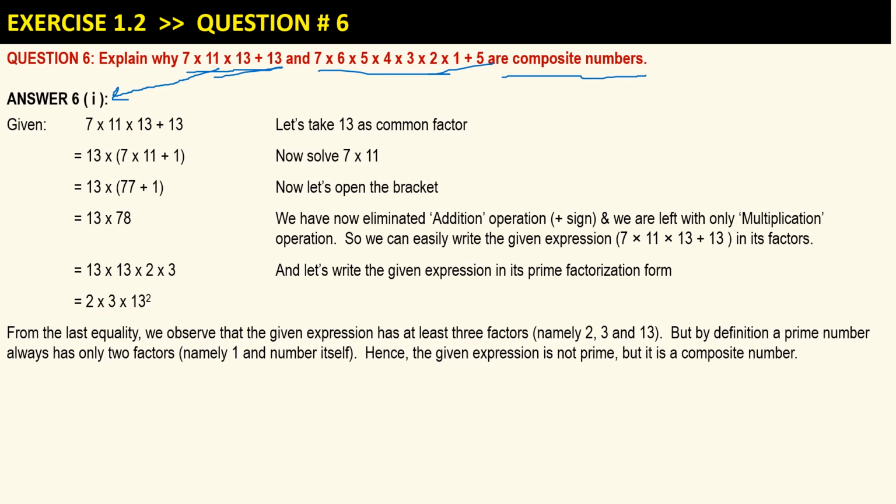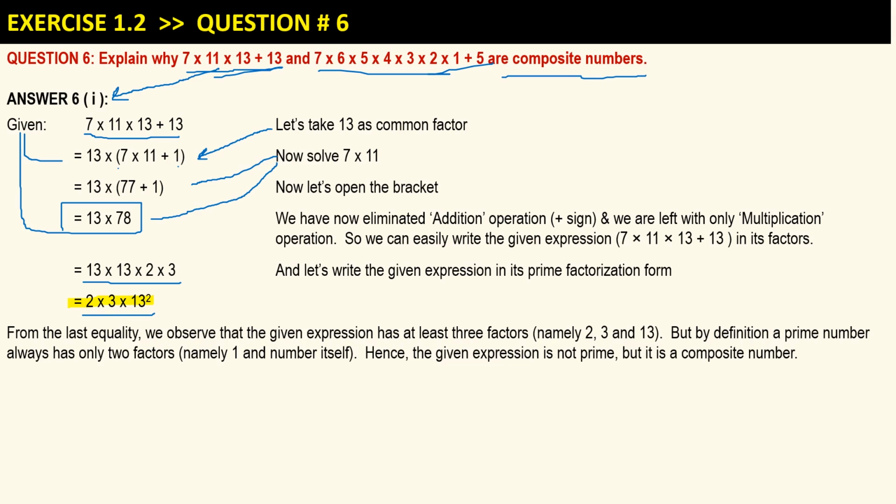The given expression is equal to 7 times 11 times 13 plus 13. Let's take 13 as a common factor and we will get the given expression to be equal to 13 times (7 times 11 plus 1). Note that we have kept a bracket here. Now let's solve inside the bracket and we shall get that the given expression is equal to 13 times 78. We can further decompose this expression as 13 times 2 times 3, or we can write it as 2 multiplied by 3 multiplied by 13.